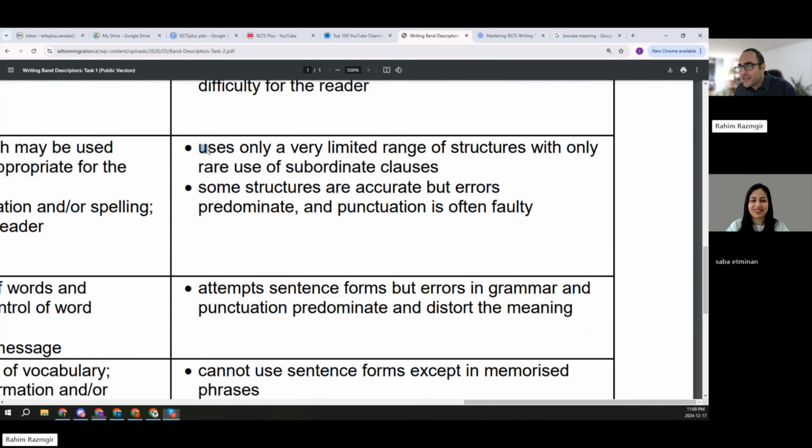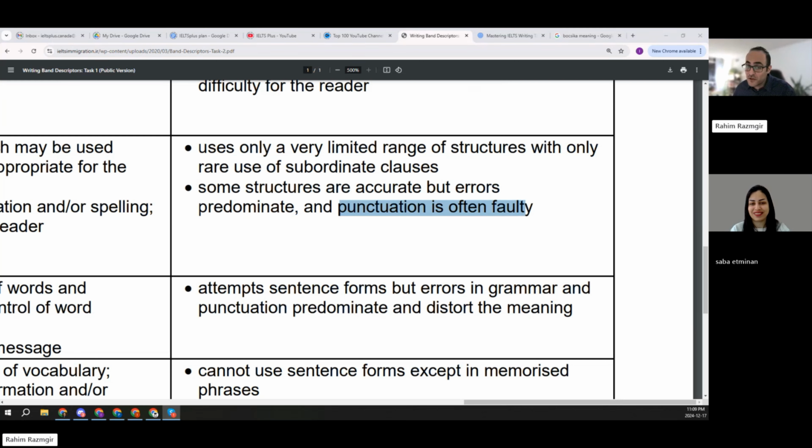Exactly. You should use only a very limited range of structure. So if 3 is your goal, please do not have a wide range of structure. Why should somebody's goal be just 3? I mean, for some reason, I don't know, it might be a bet with your friend or something. So remember, some of your structures are accurate, only some of them, but most of them should have errors. Okay, so errors predominate. So if you don't have a lot of errors, you can't get a 3. That's important.